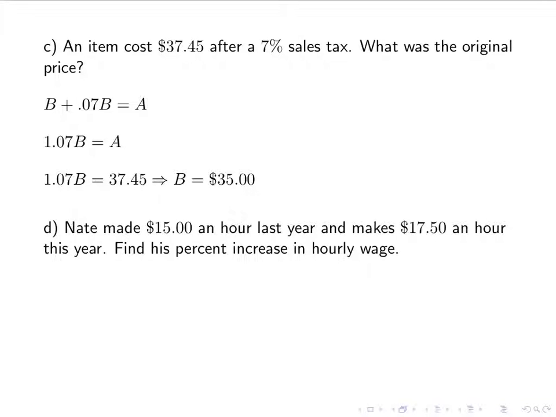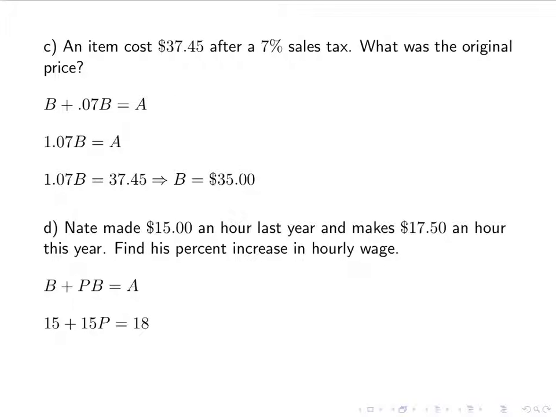D, Nate made $15 an hour last year, and he makes $17.50 an hour this year. Find his percent increase in hourly wage. So again, this time I'm looking for a percent. So I have my basic equation here, and I have to figure out which one is B, which one is A. So he made $15 an hour last year and makes $17.50 an hour this year. Which one is before and which one is after? So last year comes before this year. So last year must be before, and this year must be after.